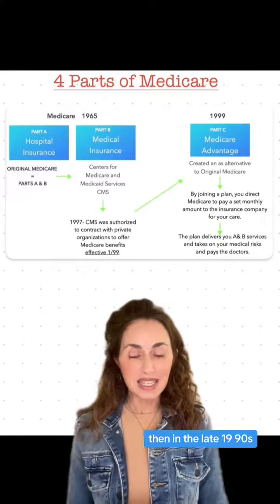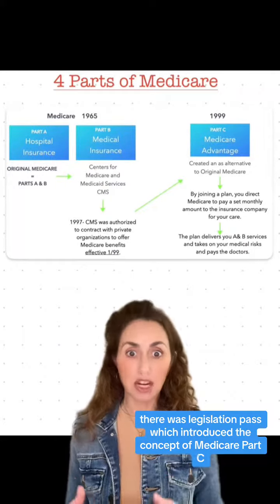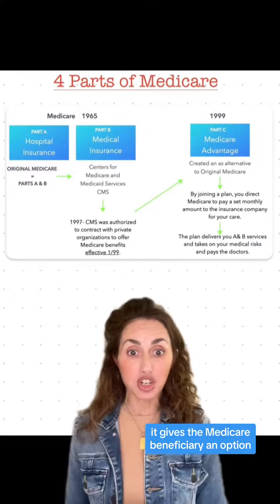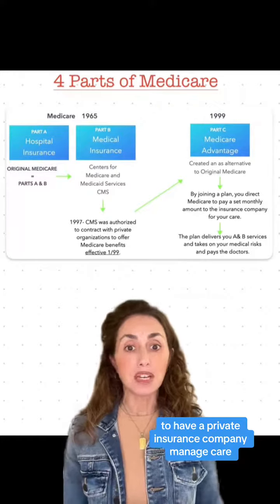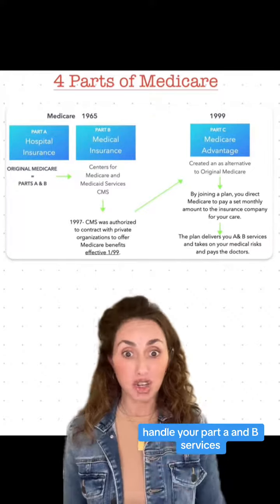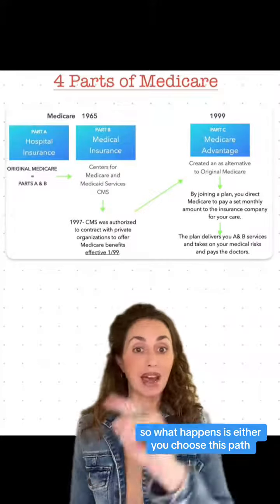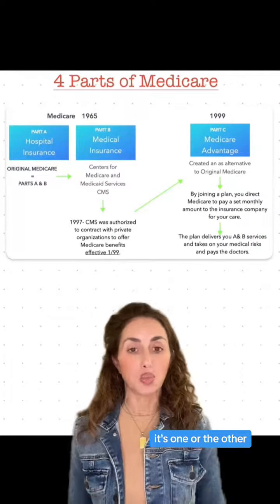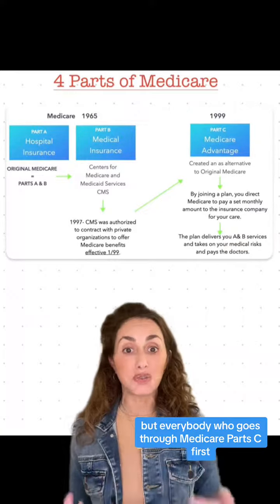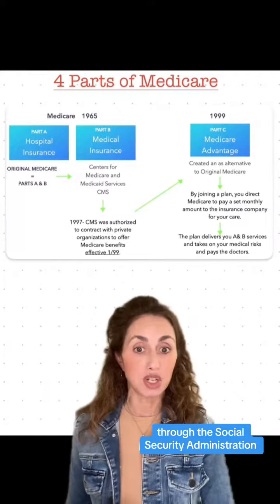Then in the late 1990s, there was legislation passed which introduced the concept of Medicare Part C, which is Medicare Advantage. It gives the Medicare beneficiary an option to have a private insurance company, managed care, handle your Part A and B services. So what happens is either you choose this path or you choose this path. It's one or the other. But everybody who goes through Medicare Part C first does have to sign up for Medicare Parts A and B through the Social Security Administration.